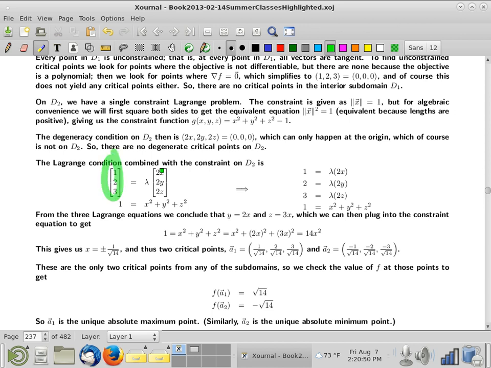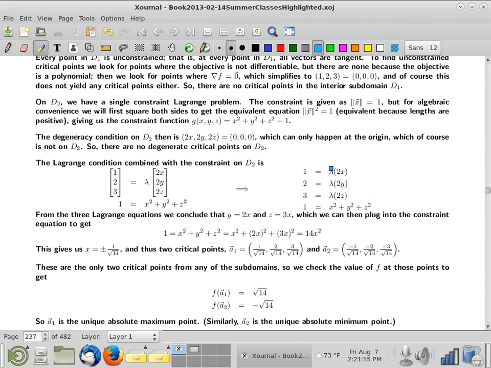Here is our objective gradient. Here's our constraint gradient. This is the Lagrange condition, which I'm going to rewrite over here as 3 separate equations. Now don't forget that the Lagrange condition matters only where the constraint is satisfied. And so altogether we have 4 equations and 4 unknowns to solve for. And so this is a problem similar to one that we've seen before.